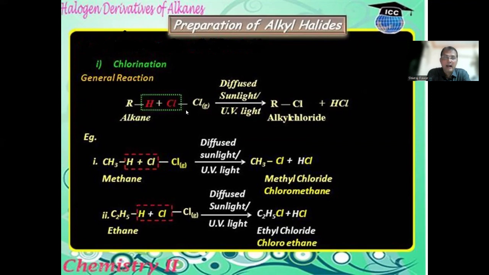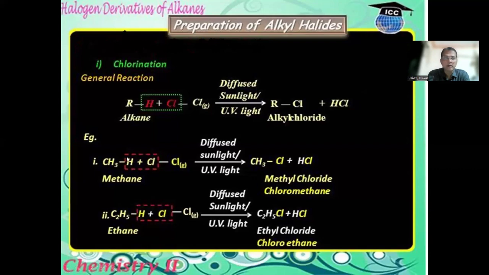Now, this is a substitution reaction. What is a substitution reaction? An atom or group of atoms which replaces another atom or group of atoms is called a substitution reaction. Here, Cl replaces a hydrogen atom and the product is RCl plus HCl. The criterion for this is that the reaction should be under diffuse sunlight or UV light.